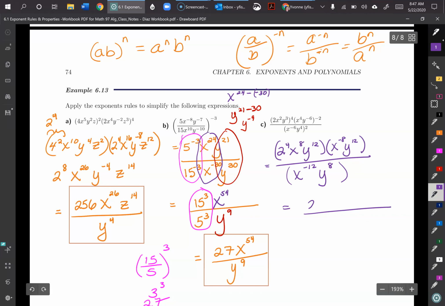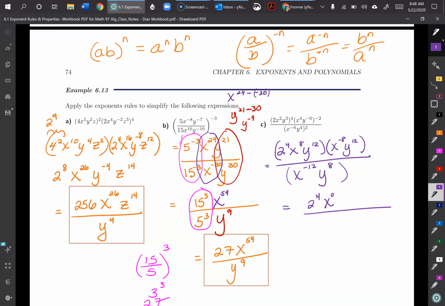So I have 2 to the 4th. I have x to the 8th times x to the negative 8. So that would be 8 plus negative 8. Remember, whenever I have multiplication of exponentials, I'm adding the exponents. So it's 8 plus a negative 8. So that's going to be x to the 0.